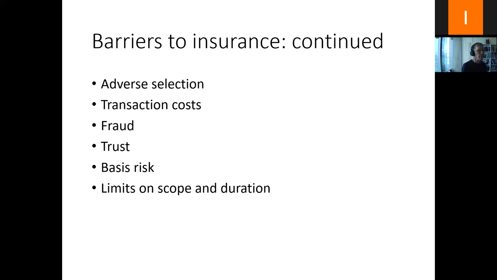There's something called basis risk, which is that you might get insured against things that are observable, but those things that are observable may not be strongly correlated with what you actually need. And then there are severe limits on the scope and duration of viable insurance programs, that the transactions costs and the trust necessary to maintain exchanges of promises can't take place over the whole globe or over a long enough period of time in order to deal with some of these wide aggregate shocks and long duration shocks that are particularly difficult to insure.